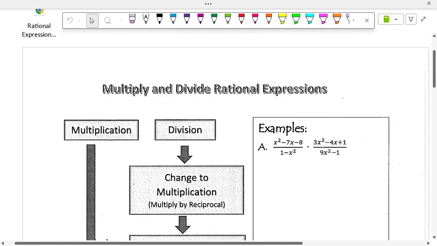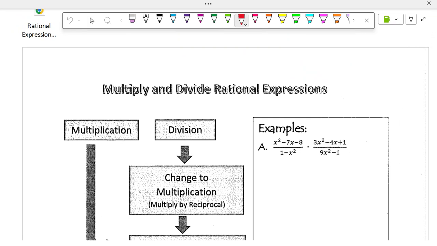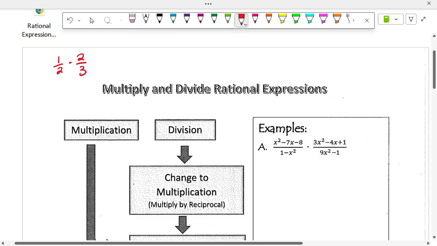It's almost the exact same process as multiplying and dividing fractions. So, let's say I had 1/2 times 2/3. How do I multiply fractions?